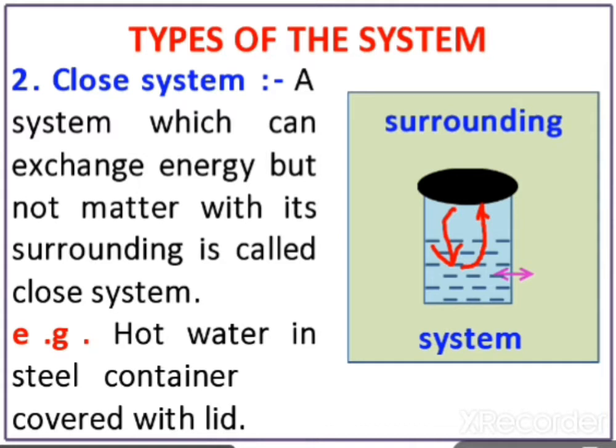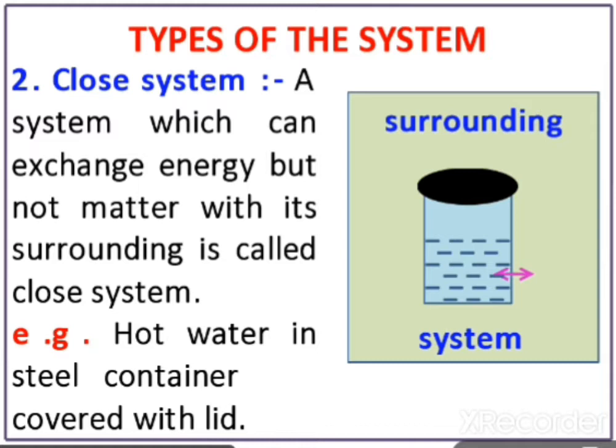So here the direction is what? Water is converting from liquid to gas, and gas to liquid. But here the net change is zero. Net change means change in mass. Water is not going from the beaker to the surrounding. Water is present inside the beaker, it is traveling inside the beaker. So water, meaning matter, is not exchanged.